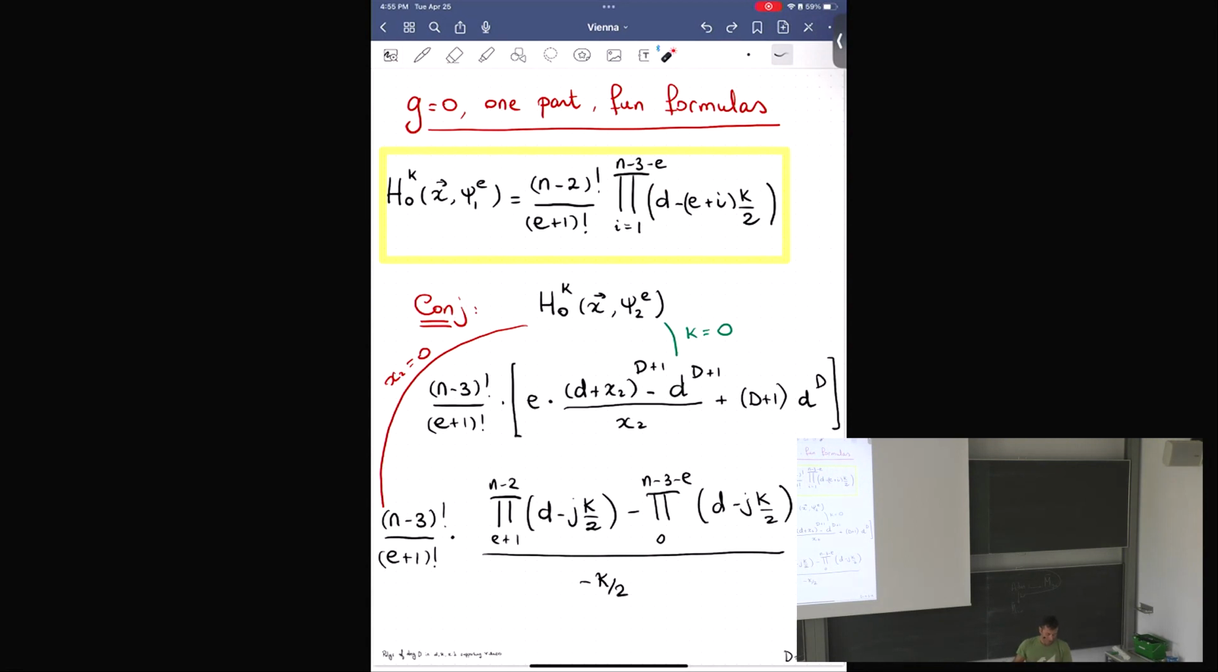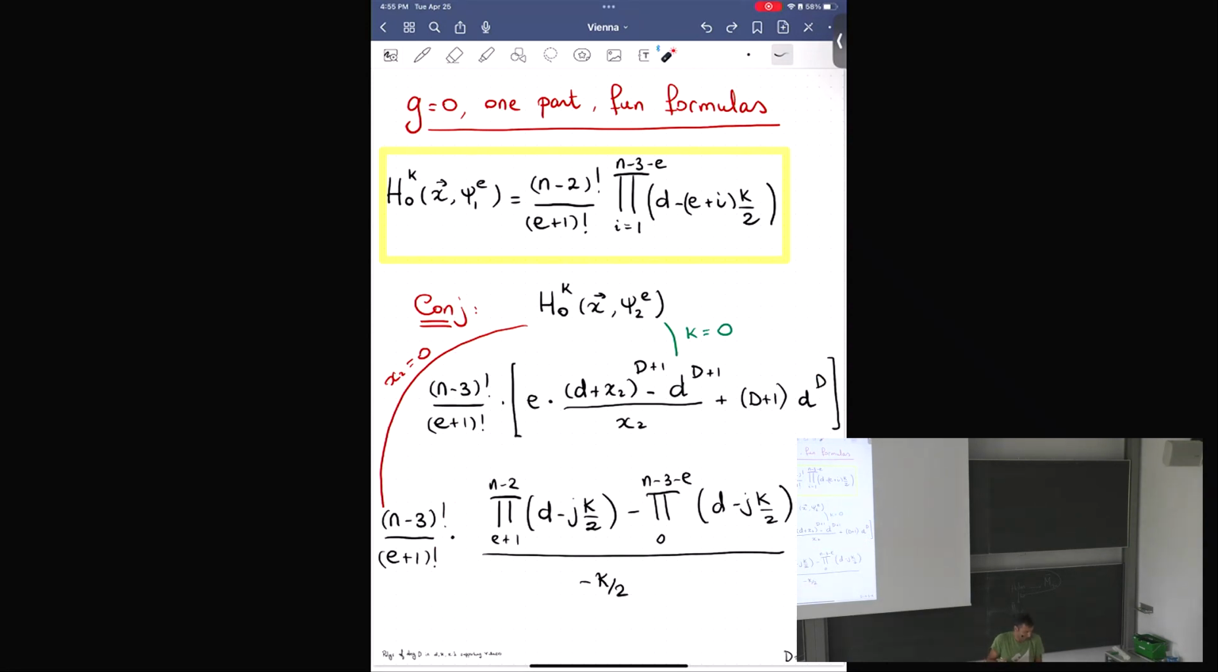Things get even more fun or complicated if you start putting the psi class not in the fully ramified point. Because now we don't have an answer yet, but we know that this formula should be polynomial. We can prove that it should be polynomial in k, in d, and in x2, the only x that supports the psi class. But we only know that if you specialize to k equals 0, you get something that looks like this. And if you specialize to x2 equals 0, you get something that looks like this.